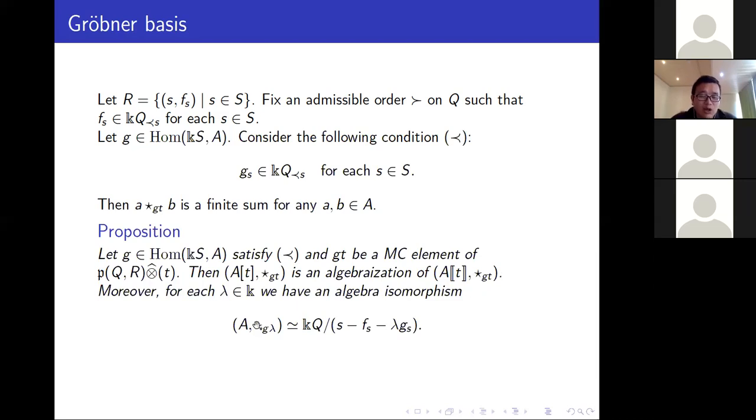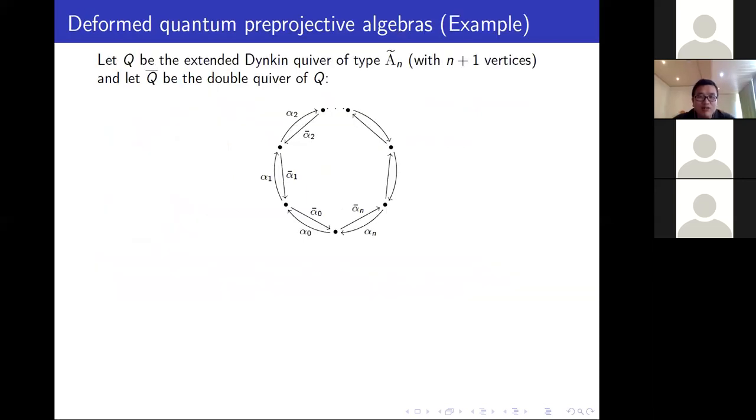And moreover, we can take a value for this T, like lambda, and then we get an algebra isomorphism. And this algebra isomorphism is given by identifying the irreducible paths. Why do we need this? Because if we use this, we will get more deformations, I mean more deformations than PBW deformations. So let me give you an example.